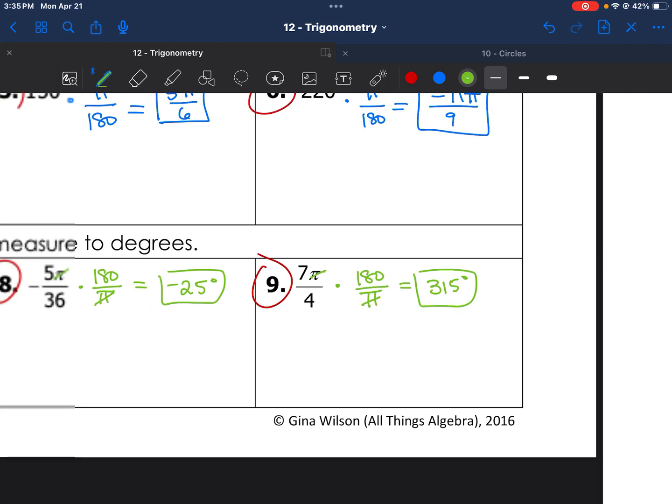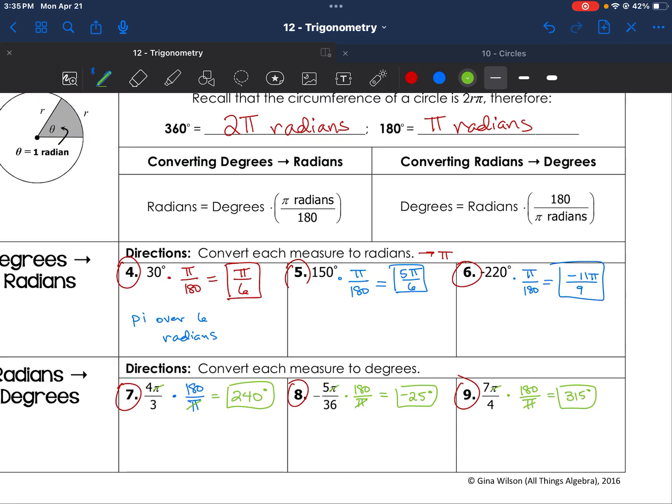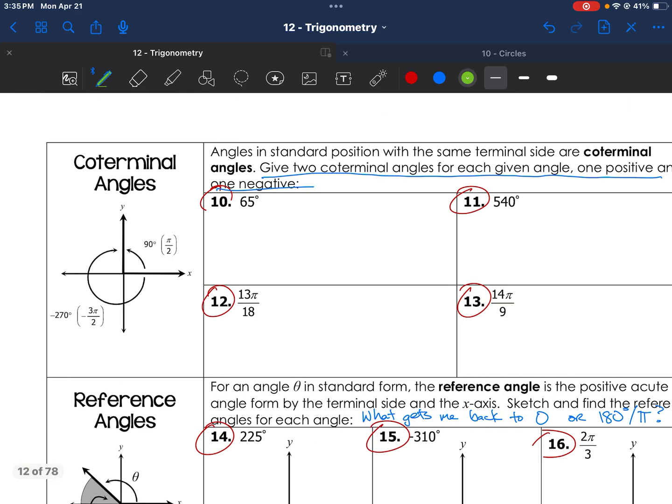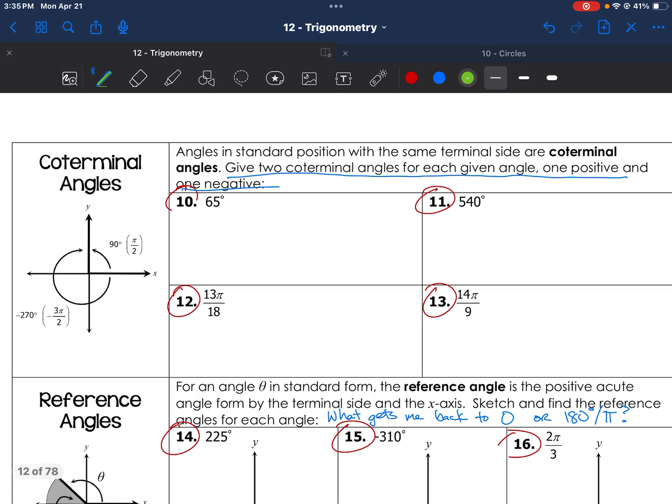All right, so now let's keep going with it. So this whole idea of converting between degrees and radians, because now we're going to start seeing angles in both forms. So let's talk about coterminal angles. Coterminal angles are going to be angles that have the same terminal side. So again, we talked about the initial side is always the same for every angle. It's always going to be basically the right side of the x-axis. But if we have two angles that also share the same terminal side, they are called coterminal angles.